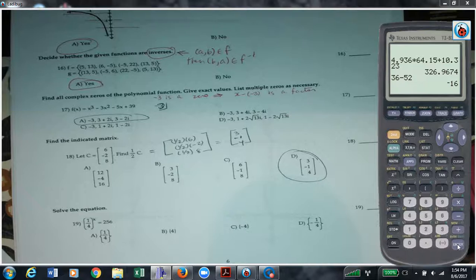Solve the equation. That is an exponential equation, and so we need to do a conversion.